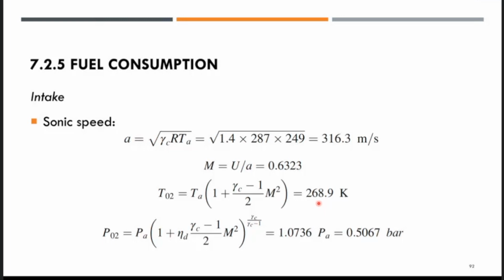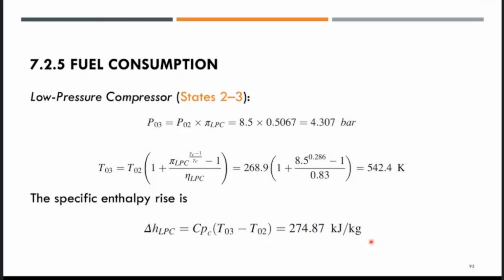And then you can find the T02 using the expression for T02. You get 268.9 Kelvin. You can also find the P02 for the intake, which we know is equal to 1.0736 P_A, right? You already have P_A value at 6 kilometers. You can now get the P02, which is equivalent to 0.5067 bar.